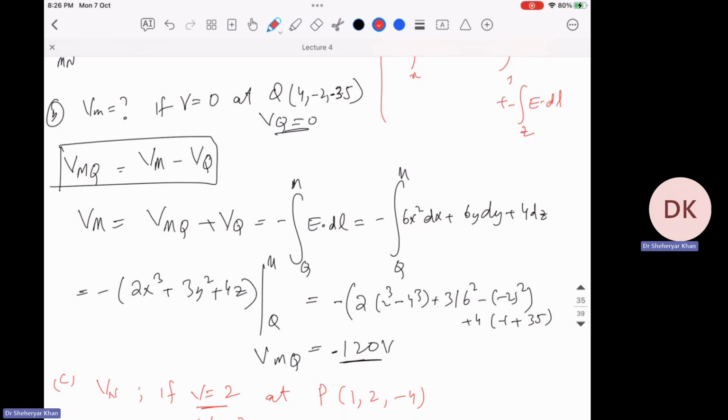Voltage is zero at Q. That means Vq is zero. So that's why this is zero.